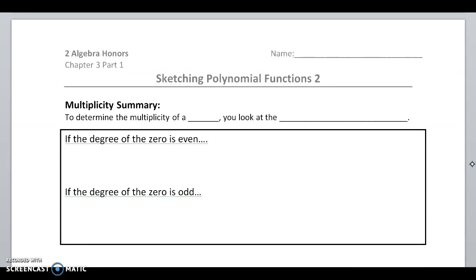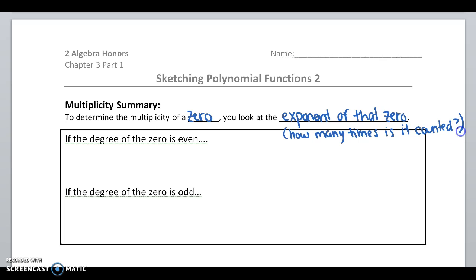To summarize that, to determine the multiplicity of a zero, so keyword, you're talking about multiplicity, you're talking about the x-intercepts. Okay, you look at the exponent of that zero. Okay, that's more precise, but really what you're looking at is how many times does the zero show up? Is it counted? Okay, ask yourself that when you're asking about multiplicity.